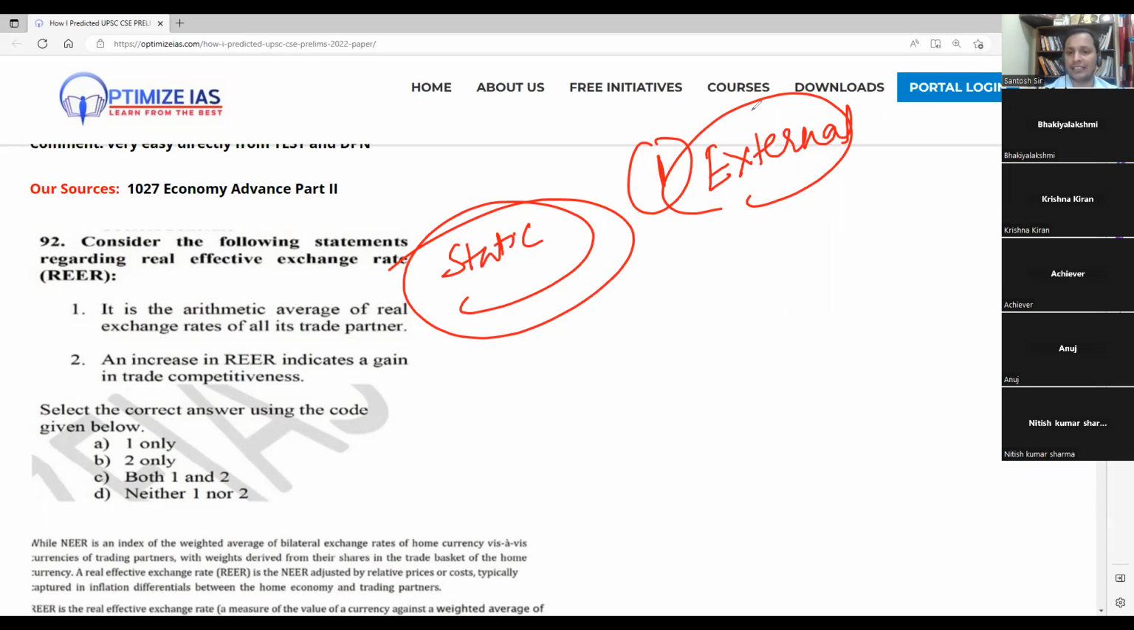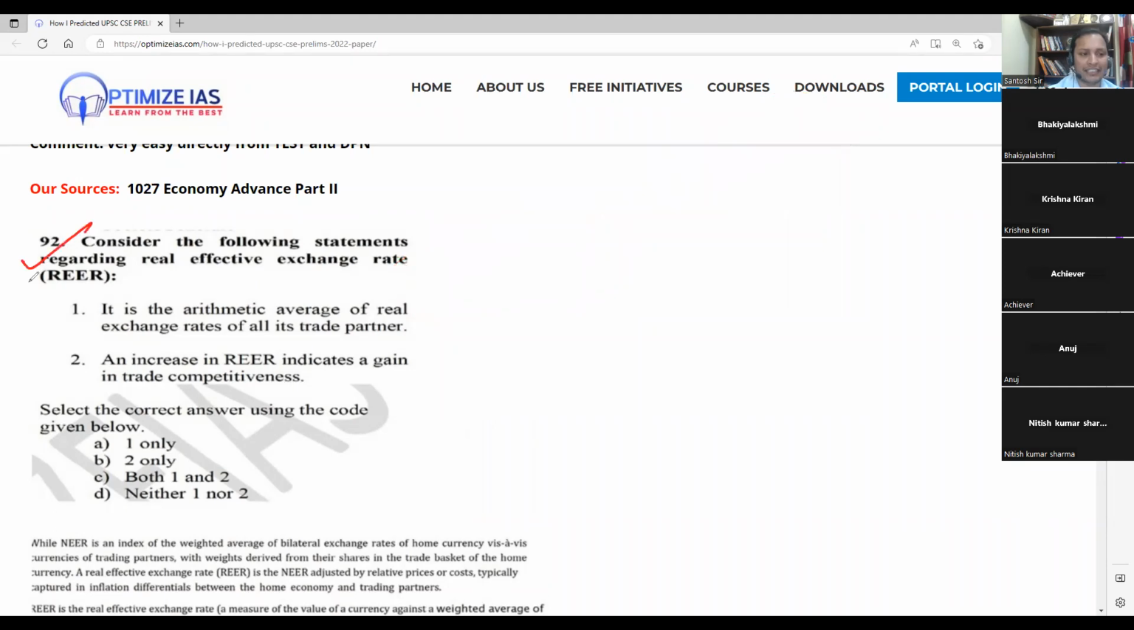And you see, last year in my lecture test, I had given the exact question: consider the following regarding real effective exchange rate. How many of you have solved this question last year? Anyone, quickly, we have to cover. I'm giving reasons also so that you understand. This year also this topic is in news. Every question, one person has to speak up, if he has solved this question last year, so that we can move to the next question. Anyone had seen this last year?